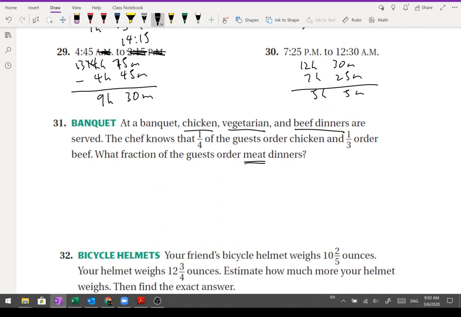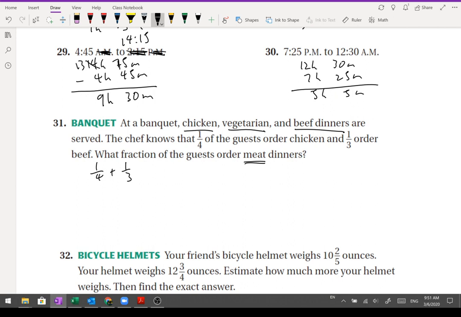So a fourth of the guests order chicken, a third order beef. So all we have to do is add them together. We don't really need the vegetarian. We don't need to know about that. It doesn't even ask us what fraction orders vegetarian either. So what orders beef, meat? That's going to be 1/4 plus 1/3.